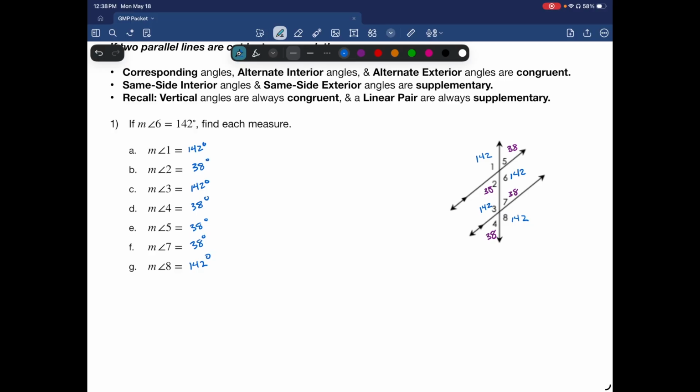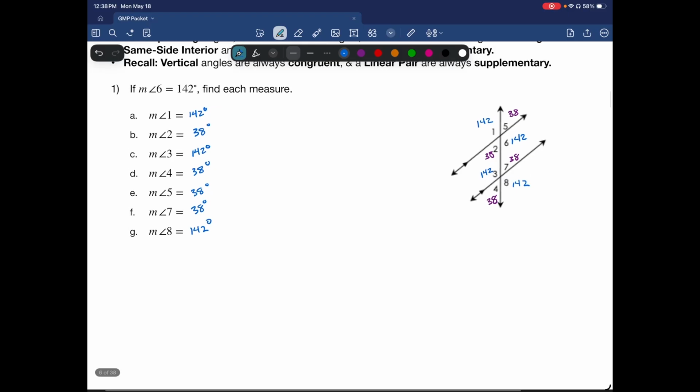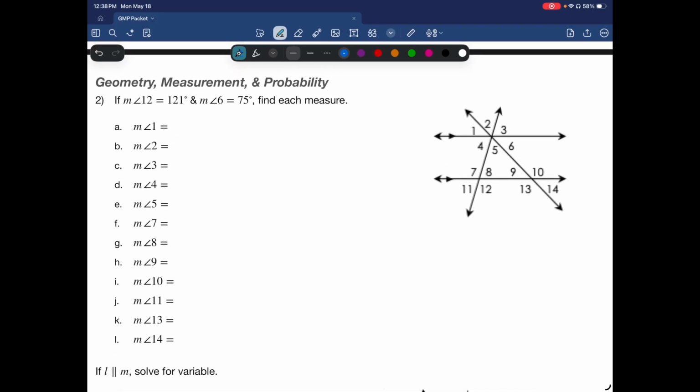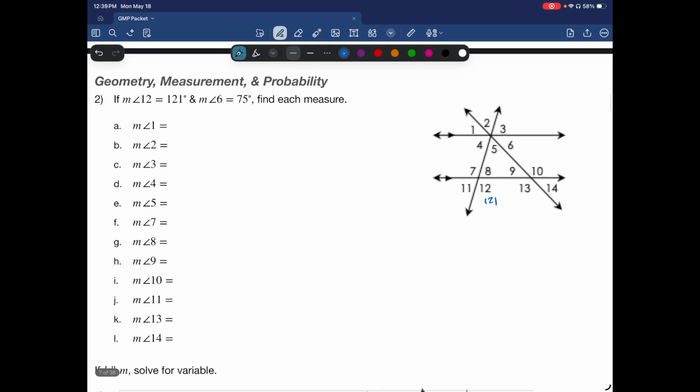Okay, so that was a taste. Let's look at number 2 and see how things get a little more complicated. All right, so we know from the jump that angle 12 is 121. And because 12 and 7 are vertical, we know that that's also 121.